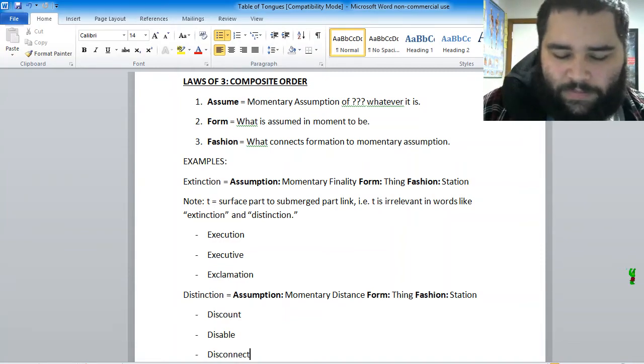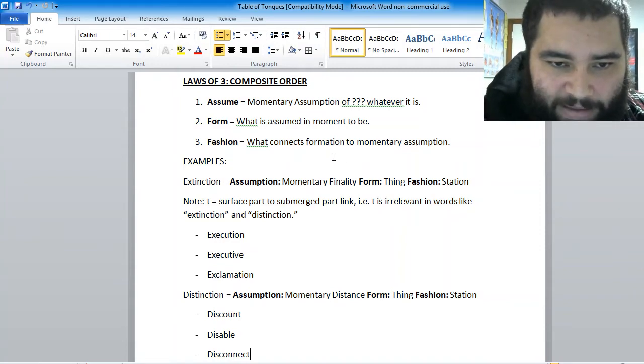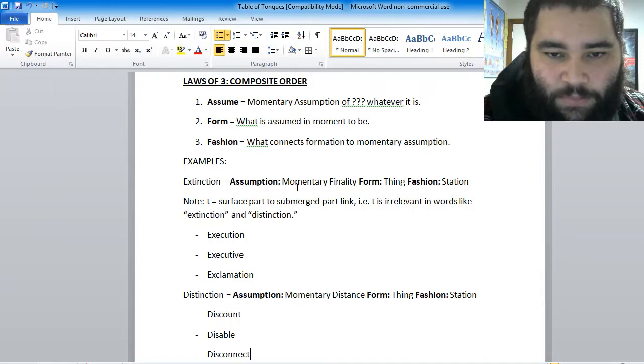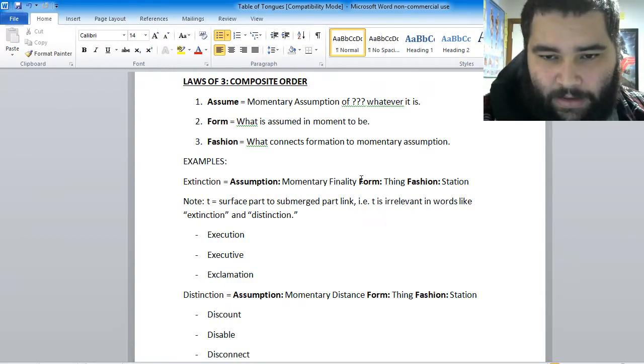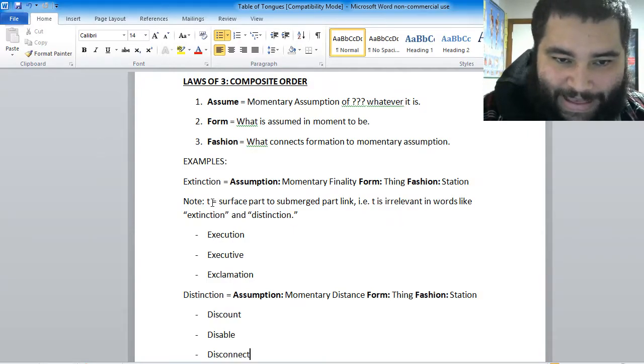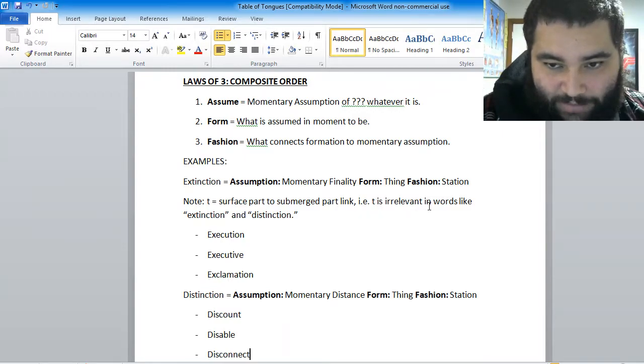I've got some examples here. Let's take the word extinction. The assumption is momentary finality. The form is thing, and the fashion is station. Note T equals surface part to submerged part link. In other words, T is irrelevant in words like extinction and distinction.